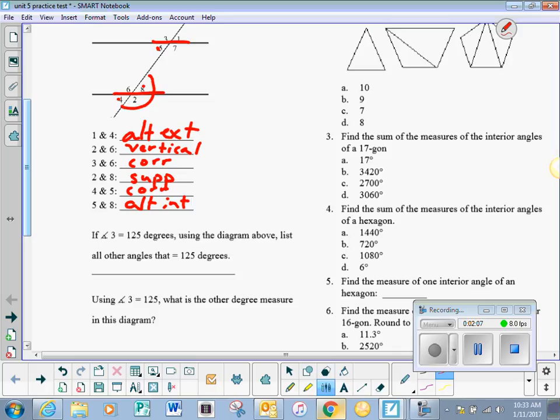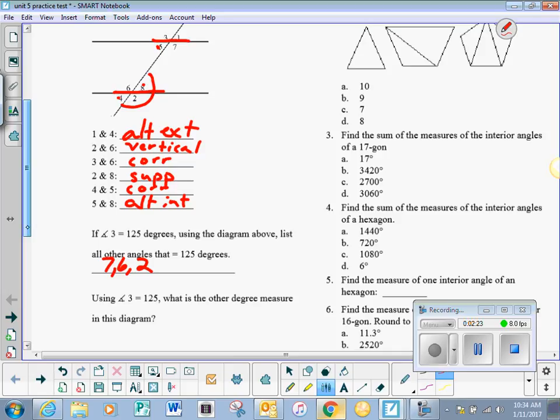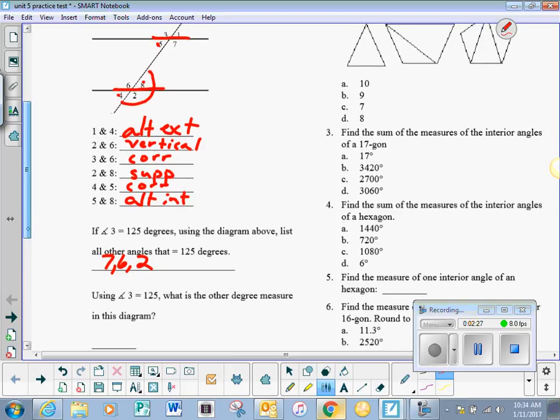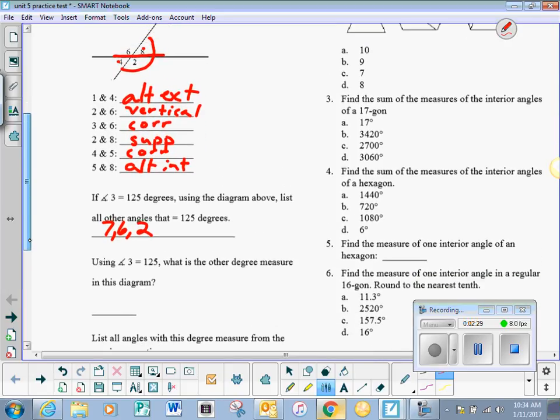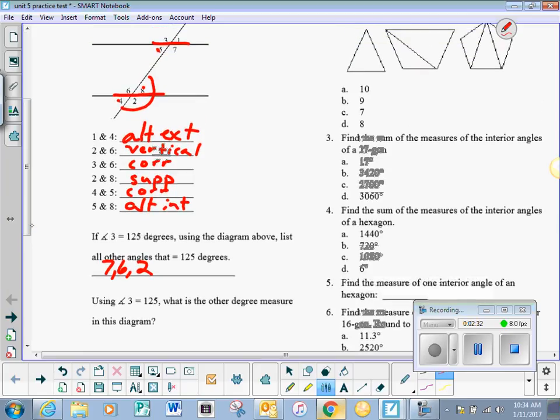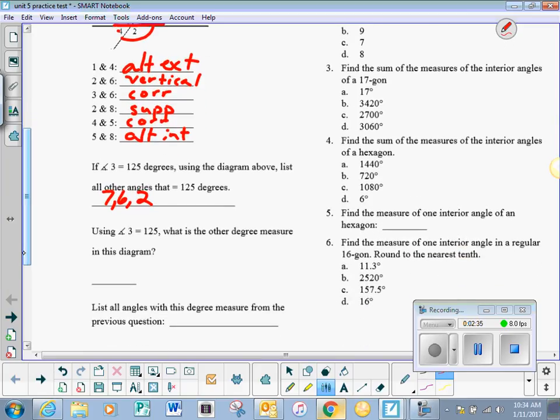Okay, so what angles are congruent to angle 3? Okay, 7 is because it's vertical. 6 is because it's corresponding. 2 is because it's alternate exterior. Good, Tanner. Okay, using the angle 3 as 125, what is the other degree measure in this diagram? Matthew? 55. How'd you get that? I just subtracted it from 180. Okay, because you know everything in here, if it's not congruent, it's supplementary. 125, thank you. So 55 degrees.